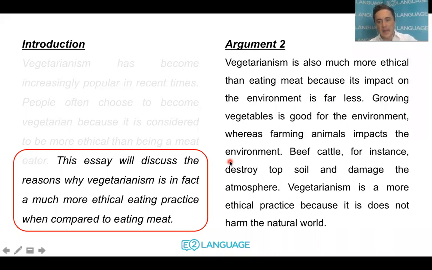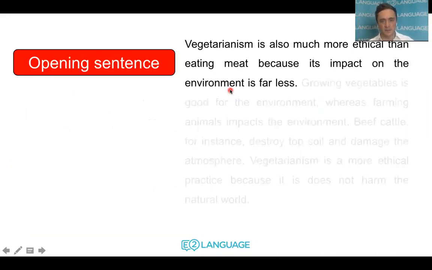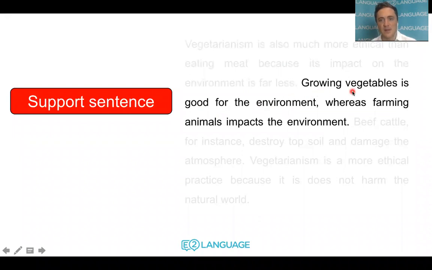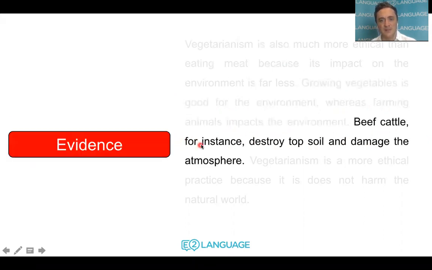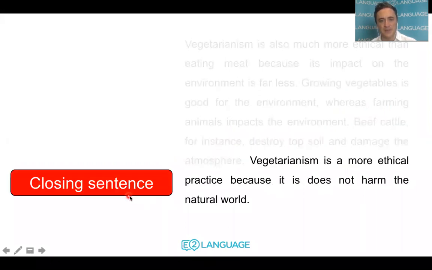Now, let's look at my argument 2. Opening sentence. Here's mine. I said, vegetarianism is also much more ethical than eating meat because its impact on the environment is far less. My support sentence said, growing vegetables is good for the environment, whereas farming animals impacts the environment. Beef cattle, for instance, destroy topsoil and damage the atmosphere. Closing sentence, vegetarianism is a more ethical practice because it does not harm the environment.